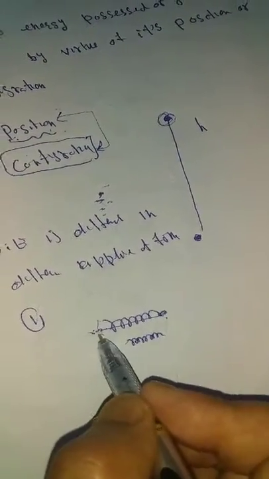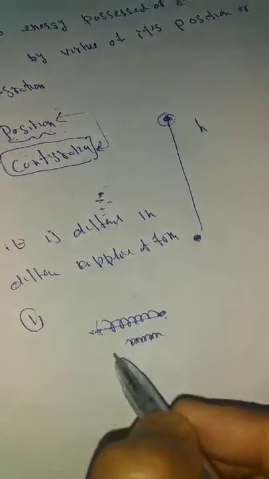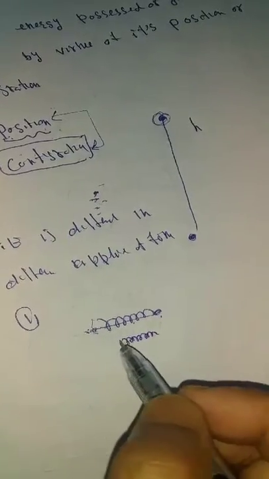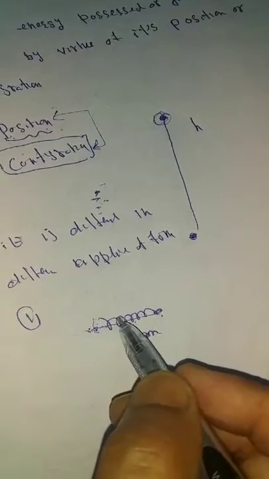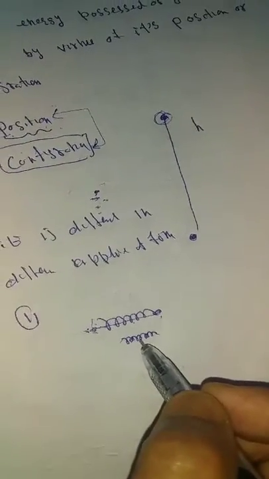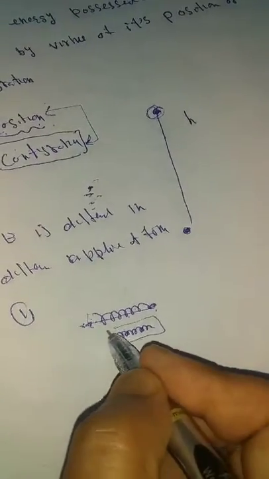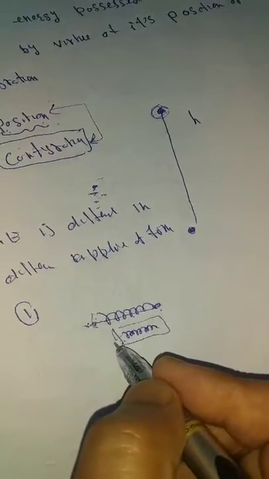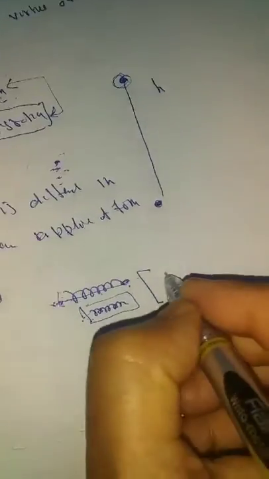When I compress it, I have to transfer the energy of my hand to the spring. How is the spring compressed? By transferring the energy of my hand into the spring. The spring gained energy. This compressed spring gains energy. That means energy is stored in this spring. When I compress it, the energy is stored in the spring. Such type of energy is here called spring potential energy.